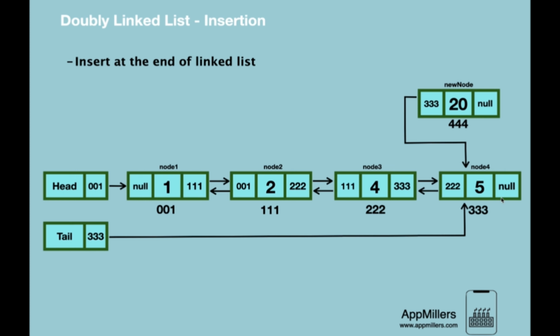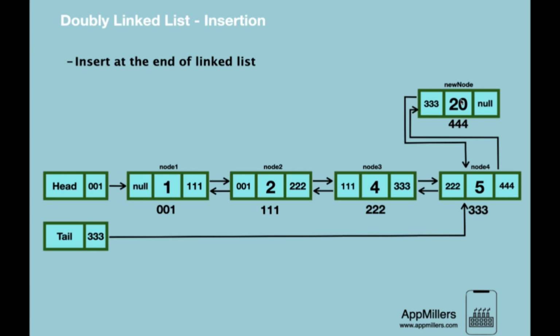Then the next step is we need to update the next reference of the last node to point to this new node over here. We know that the physical location of new node is 444, so we will set the next reference of node 4 to 444. So by setting it to 444, we are creating a link between node 4 and new node.